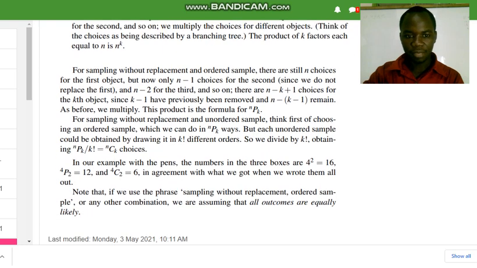For example, for sampling without replacement and ordered sample, there are still n choices for the first object, but now only n minus 1 choices for the second, since we do not replace the first, and n minus 2 for the third, and so on, where there are n minus k plus 1 choices for the kth object, since k minus 1 have previously been removed.